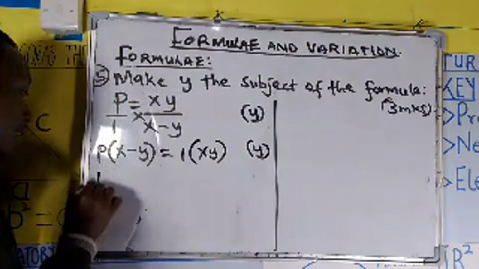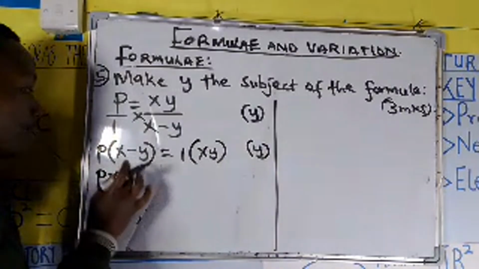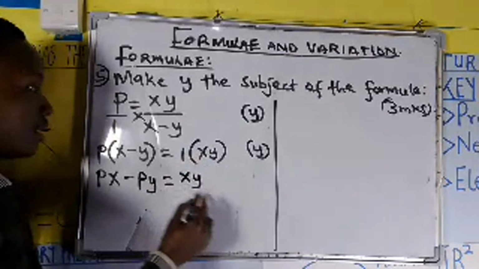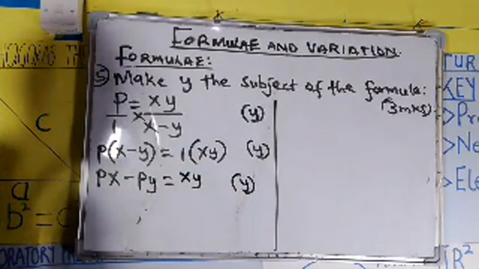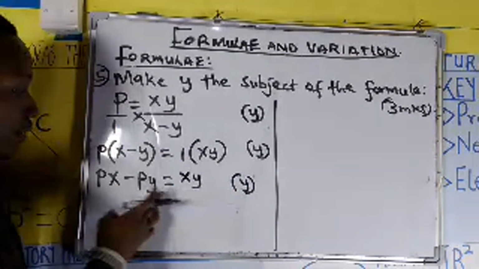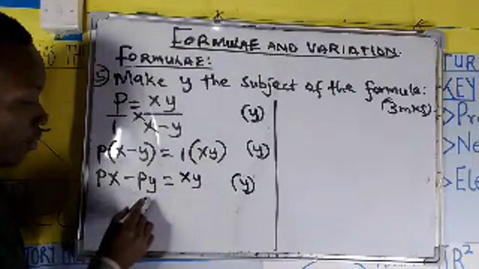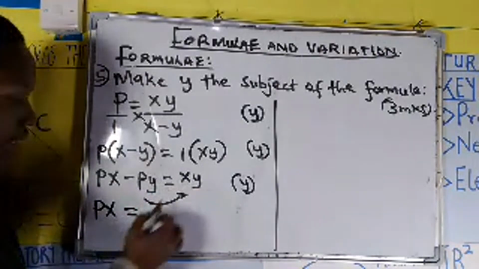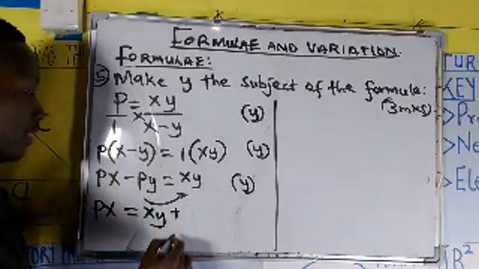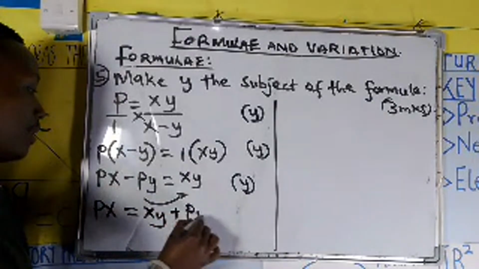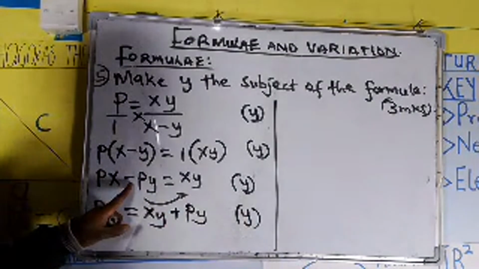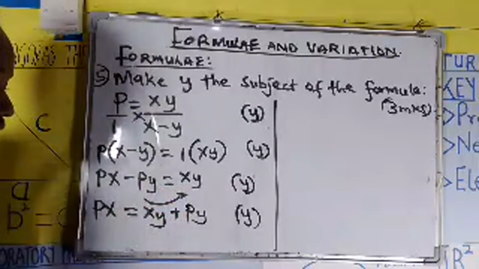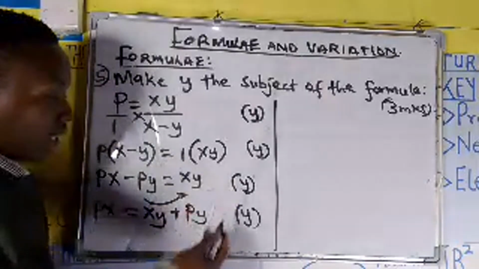So P times x is px, minus P times y is py, which is equal to 1 times xy, which is xy. Seeing that we have y here and y here, we can opt to take this to the other side, so that we are left with px is equal to xy. If we take this to the other side, it is going to be plus py. I was trying to avoid this negative, because if I brought this on this side, it would also have been a negative, and I don't want us to deal with the negative. That is why I have opted to take this to the other side of the equal sign.